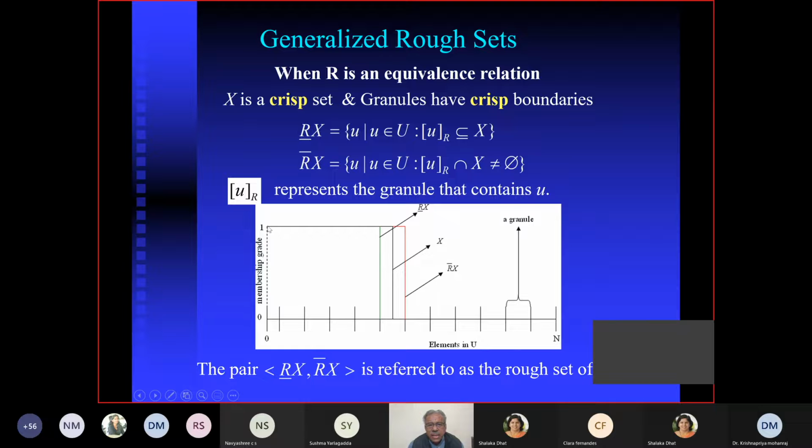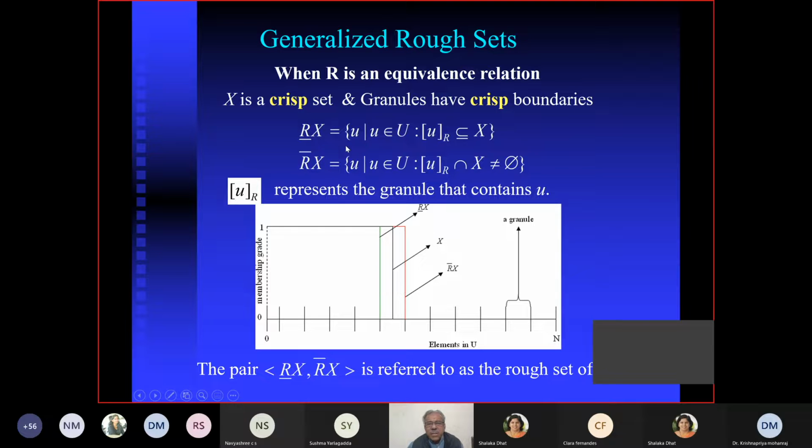So this set, black, is characterized by lower approximation, green, and upper approximation, black and red. This pair, lower and upper, is referred to as the rough set of X. My X is a crisp set, but it has a rough description in terms of lower and upper because the set is defined over a crisp granulation. This is Pawlak rough set.